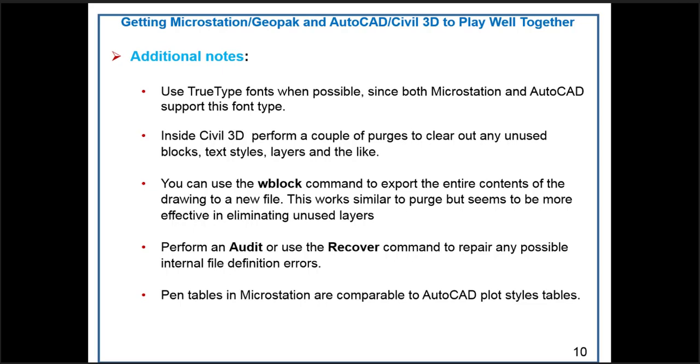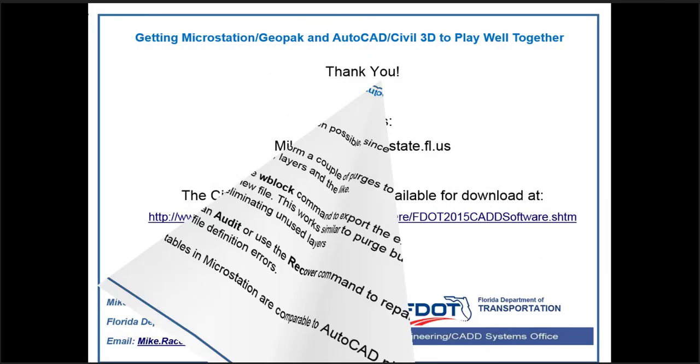Perform an audit command or the recover command to scan the drawing to see if there are any internal file definition errors in your drawing, because you don't want to send a corrupt file to somebody, or something that may give somebody else problems. And last but not least, the pen tables in MicroStation are comparable to AutoCAD plot styles. So if you're worried about colors and such, how they're going to look in each platform when they plot, the pen tables, excuse me, are basically about the same.